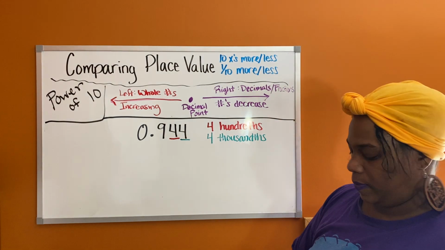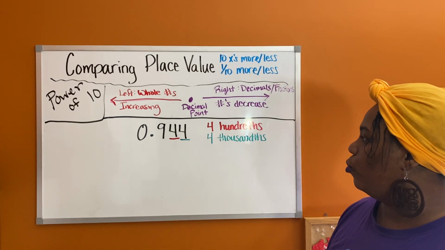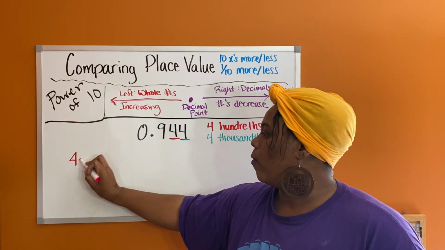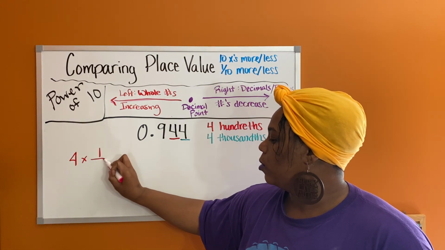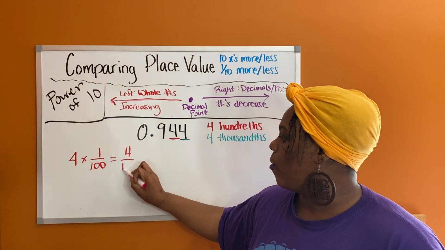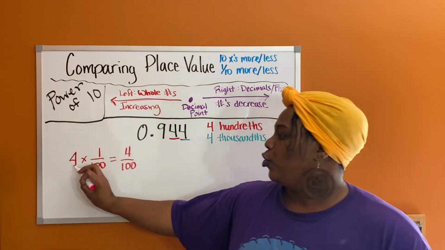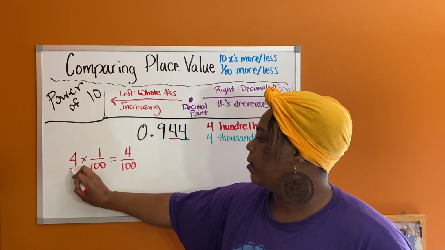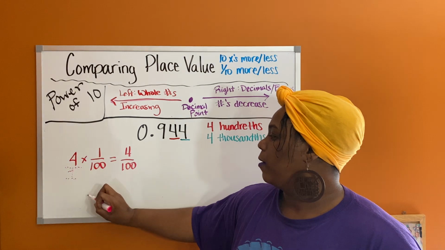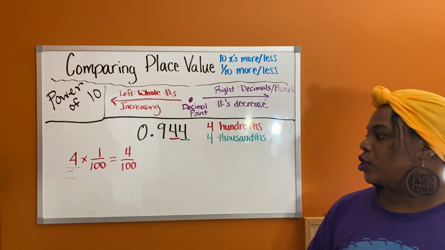All right. So now we need to compare the two. So how do I put 4 hundredths into number form? I would multiply 4 times 1/100th, which would give me 4/100. If you remember, when we multiply whole numbers by fractions, you can just put that imaginary 1 underneath there. And 4 times 1 is 4. 1 times 100 is 100. All right, so we have 4 hundredths.